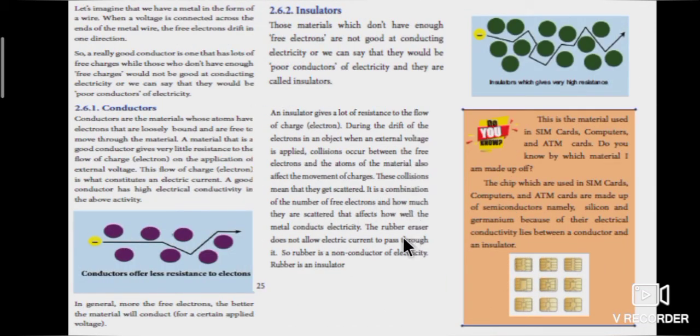Page number 25 explains the definition of conductors and insulators. What are conductors? Conductors are the materials whose atoms have electrons that are loosely bound and are free to move through the material. Example, copper and aluminum wires. What are insulators? Those materials which do not have enough free electrons are not good at conducting electricity. Example, glass, wood, plastics, etc.